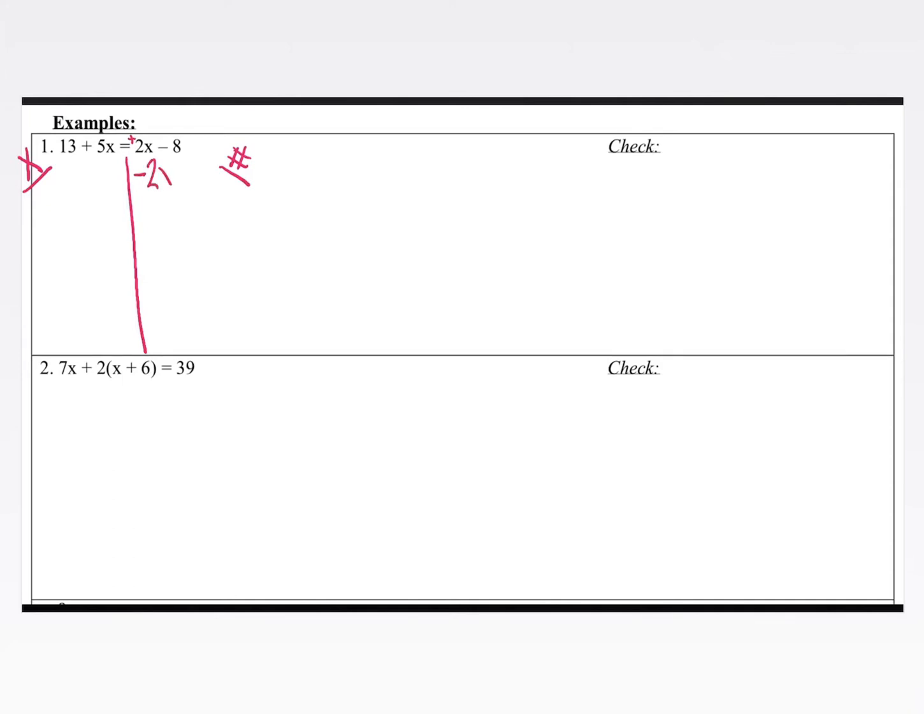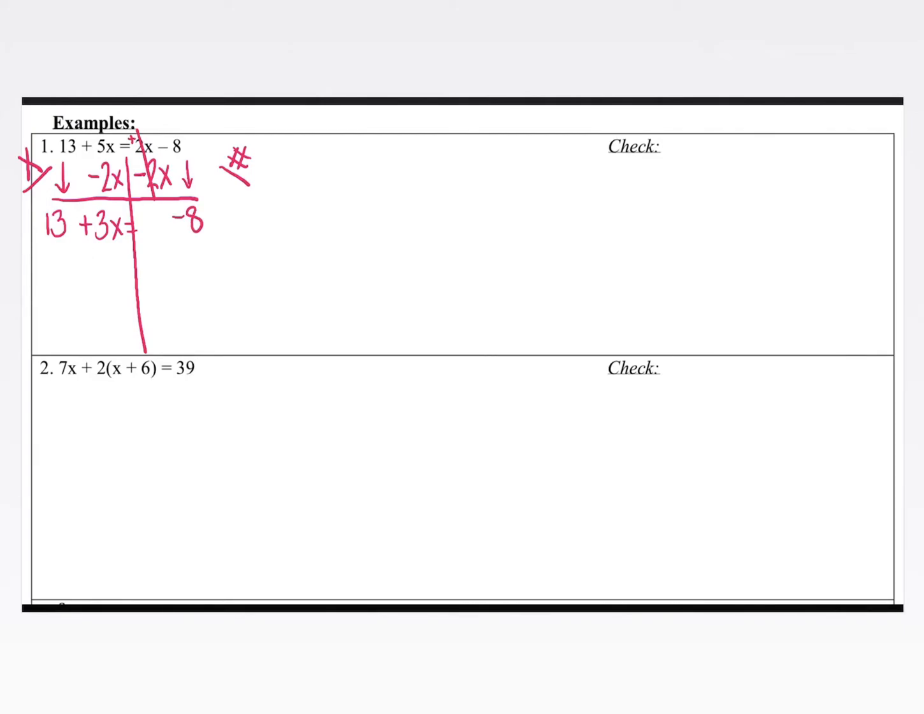So in order to undo this addition, we're going to subtract 2x from both sides. And notice how I'm lining it up so that it's lined up vertically with its like terms. That can be really helpful when simplifying. On the left-hand side, we still have our 13 that we're just going to bring on down here. Then we have 5x minus 2x, which gives us a positive 3x. On the right-hand side, 2x minus 2x adds to 0, and we're just left with our negative 8.